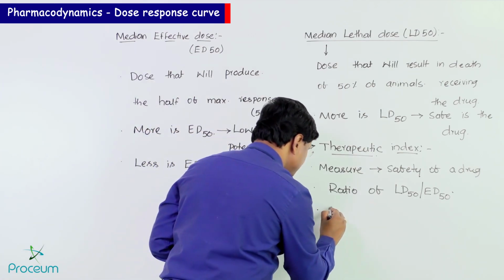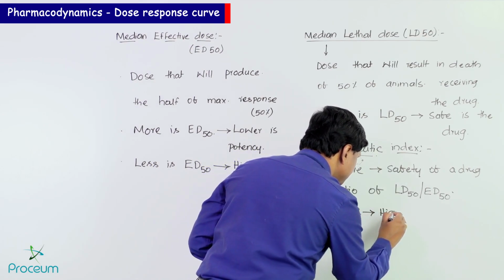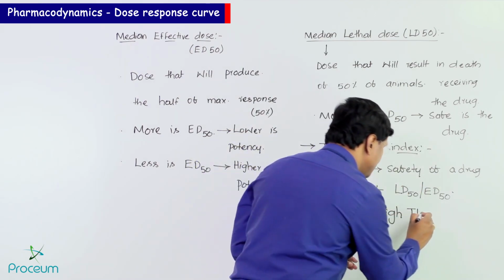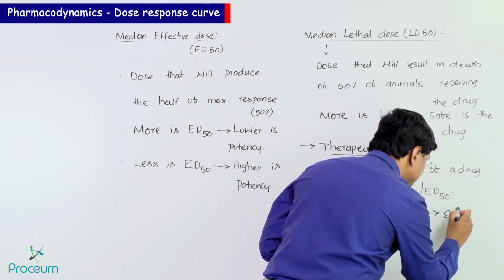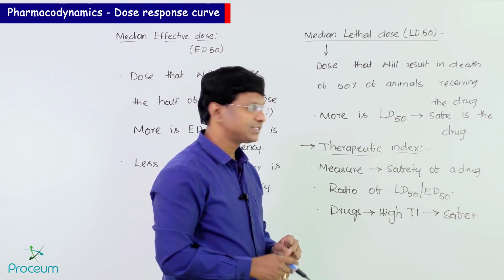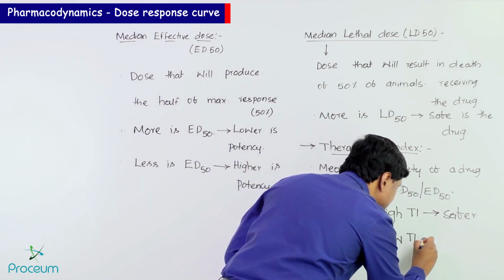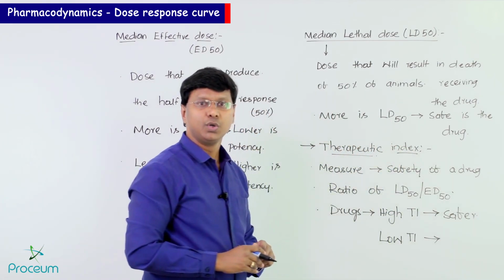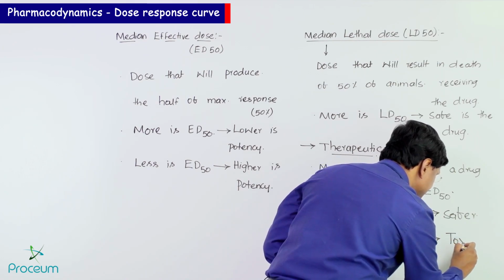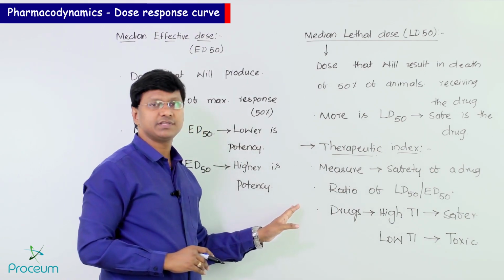So drugs having high therapeutic index are considered to be safer, whereas those having low therapeutic index are more likely to be toxic. So that is your therapeutic index.